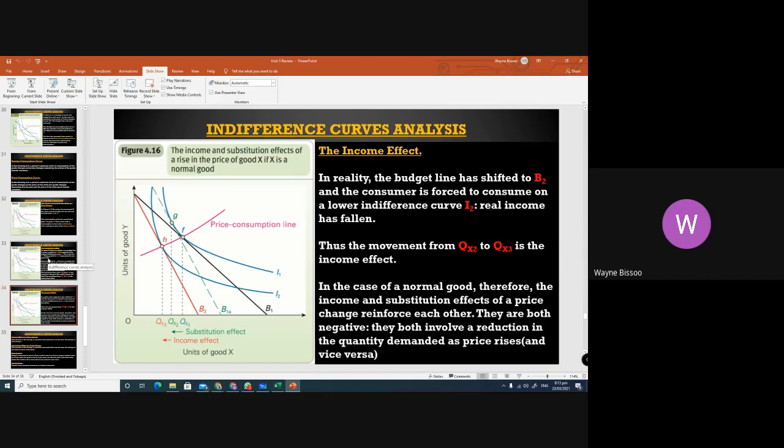Now, the problem is that when prices change, the reaction by consumers is to try to maintain their current level of satisfaction. Remember, when you get accustomed to a particular lifestyle, what you attempt to do is maintain that lifestyle. Does that make sense? Think about it from your own personal perspectives.